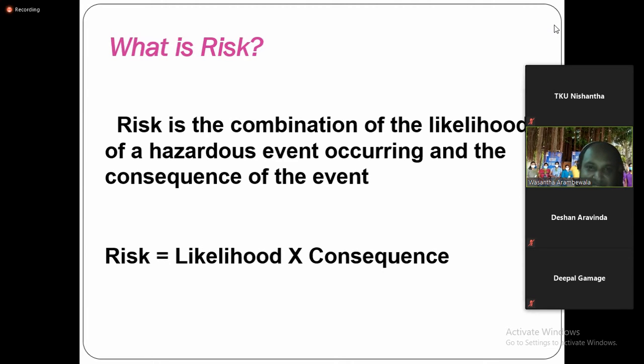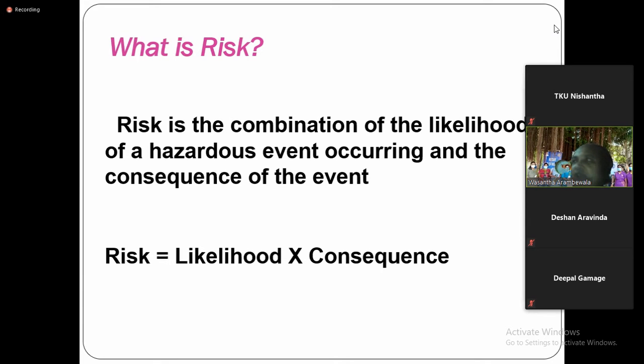Likewise, the risk. Normally, risk is a combination of the likelihood of the hazardous event occurring and the consequence of that event. Normally we say risk equals likelihood times consequence of the hazardous event. How likely is that particular hazardous event to happen, and if it happens, what would be the consequence? Based on that we get the risk level.